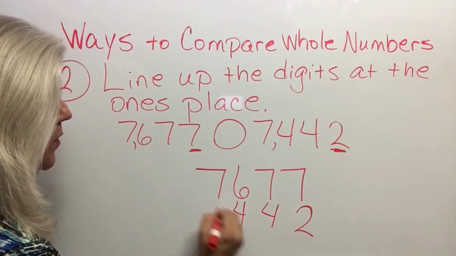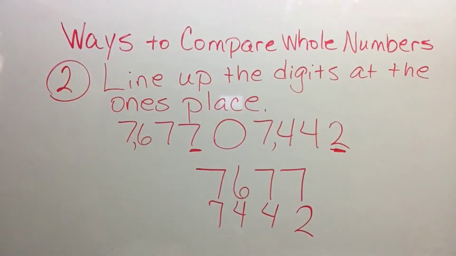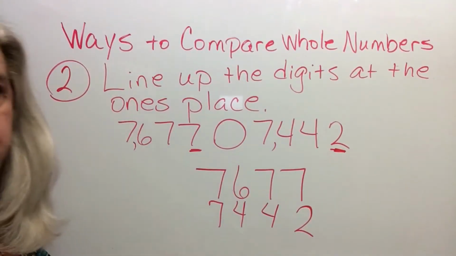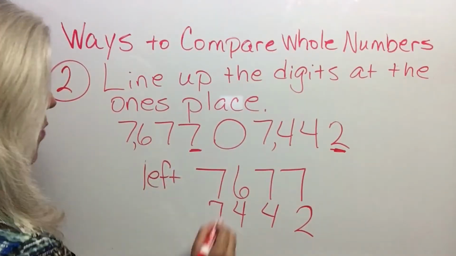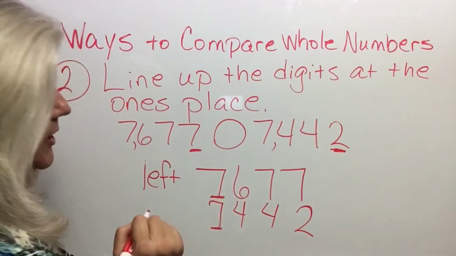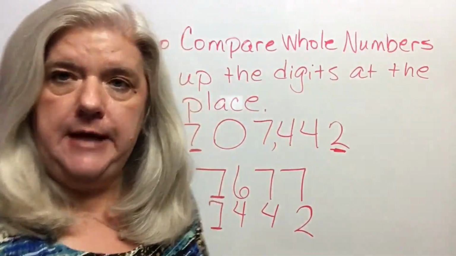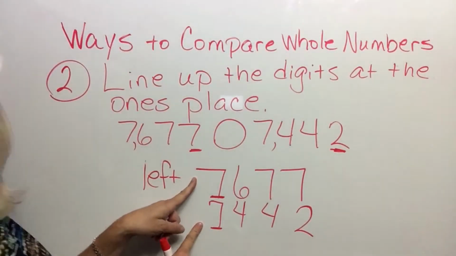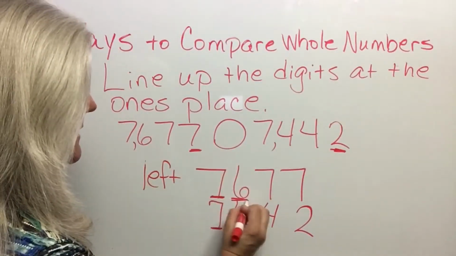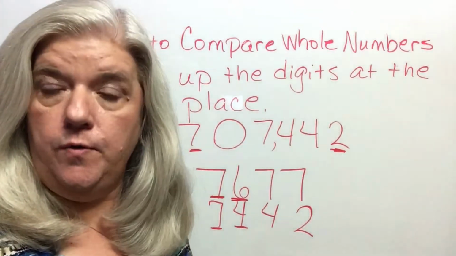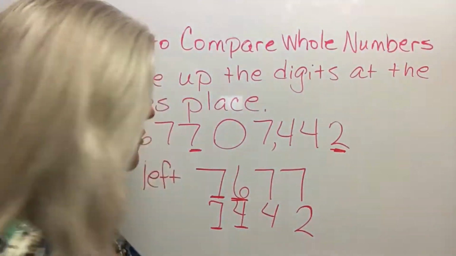Starting at the left, find the position where the digits are different. The number with the greater digit is the greater whole number. Okay, well, how do we do that? Starting at the left, we're going to go to each digit and ask ourselves, are the digits the same? Is 7 the same as 7? Yes. So we go to the next digit. Is the 6 and the 4 the same? No. So I compare those two digits.